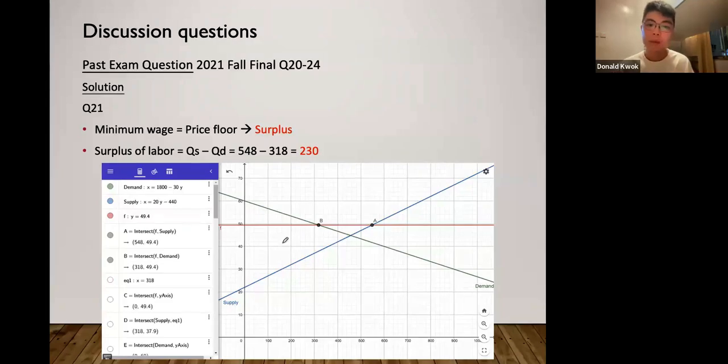And the surplus of labor by how many units? It is simply finding the gap between QS and QD at this minimum wage of 49.4. So as you can see, the quantity as suggested by point A would be the QS, while the quantity as suggested by point B would be the QD. So we are going to find the difference between the two, 548 minus 318, which means that the surplus of labor is 230 units. Okay, so question 22, we are going to find the economic surplus accrued to workers and the economic surplus accrued to firms. So let's see.